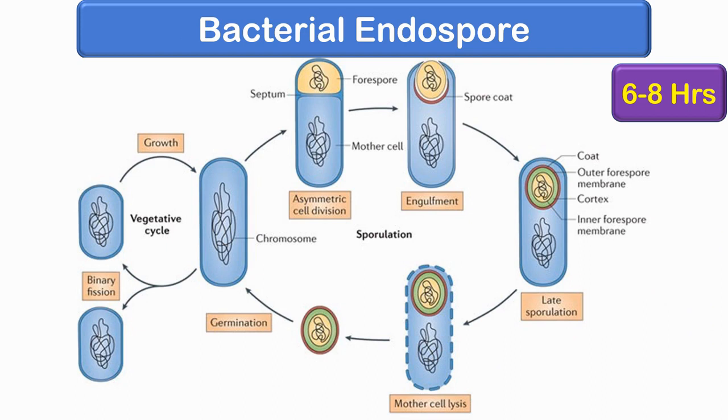Endospore formation occurs in the presence of an inadequate carbon or nitrogen source in the environment. The vegetative cell first gets converted into a sporangium. Complete transformation into sporangium and then into endospore requires 6 to 8 hours in most spore-forming species.